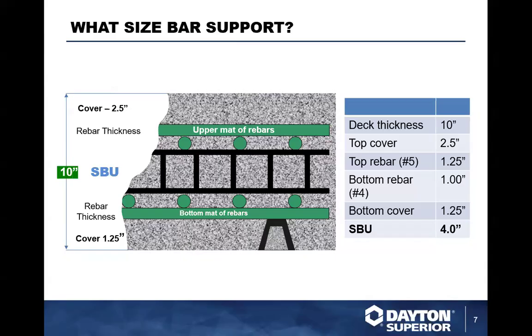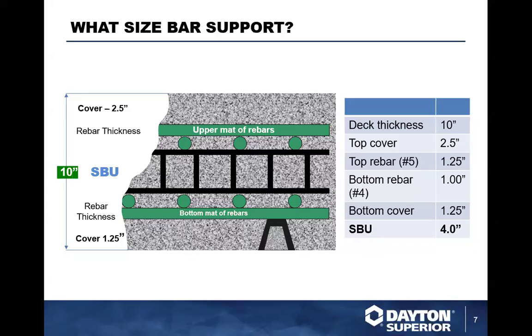Some locales and some specifications across the country may not allow you to do this. And if they do, then what you'll have to do is support everything from the formwork off the ground. So you will have to use a tower chair or a straddle chair, something that will straddle the bottom mat of rebar and allow you to support the top mat of rebar. And we can help calculate that out for this job in particular.